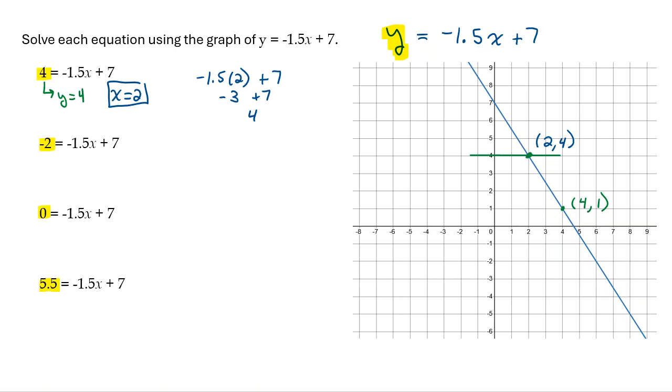All right, let's try the next one. So y equals negative 2. Take a look at the graph. Where on the graph can you find a point where the y coordinate is negative 2? So you should be looking right here. That's where y is negative 2. So we want to see where that intersects our line. And it looks like we have an x value of 6. So the x value that solves this equation is 6. Why don't you try the next two? Maybe pause the video, try the next two, and unpause it when you're done.